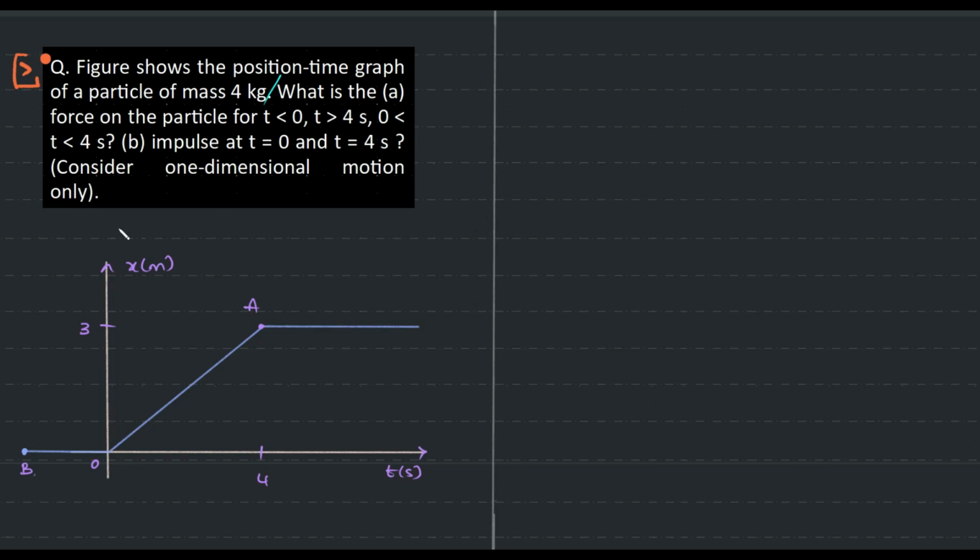Then we have to figure out the impulse considering one-dimensional motion. Now we have case by case. We can go with it. So we have A. So for time less than 0, what do we have? We have no movement. No movement means no force.